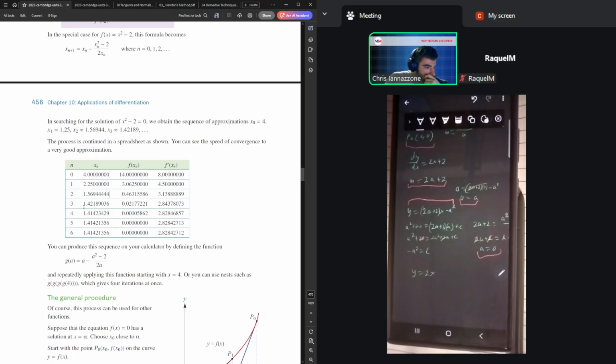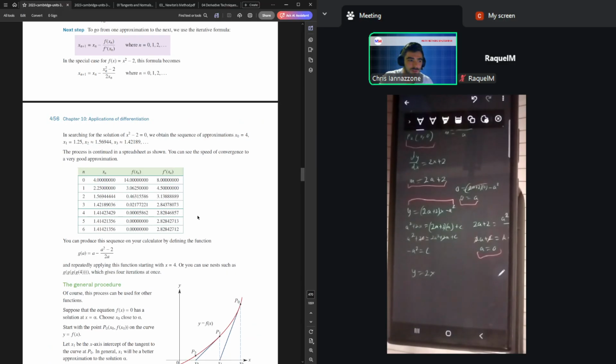Within 3 iterations, you're already accurate to 1 decimal place. Within the 4th, you're now accurate to 4 decimal places. Within the 5th, it just runs off the screen. Who knows how accurate it is? But it gets accurate very, very quickly.